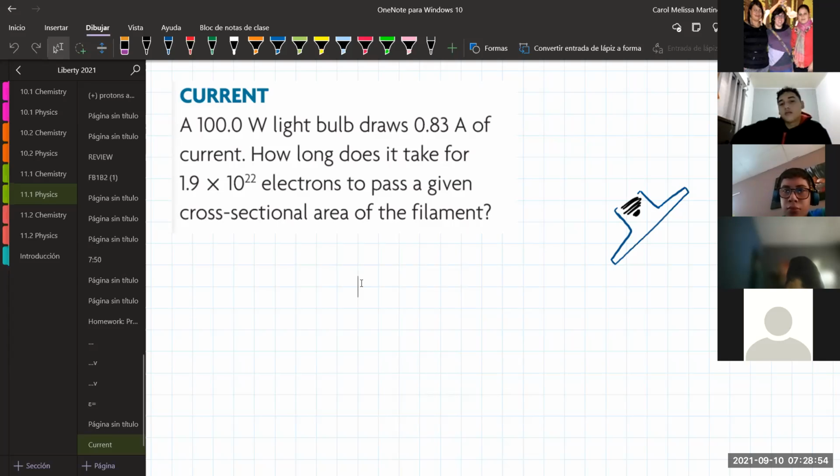So in this case, the light bulb needs, sorry, I didn't have to erase it, but I did because I made a mess.